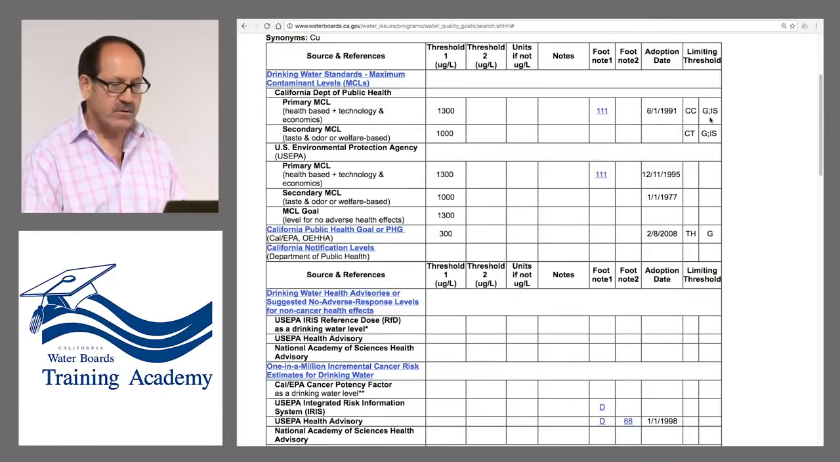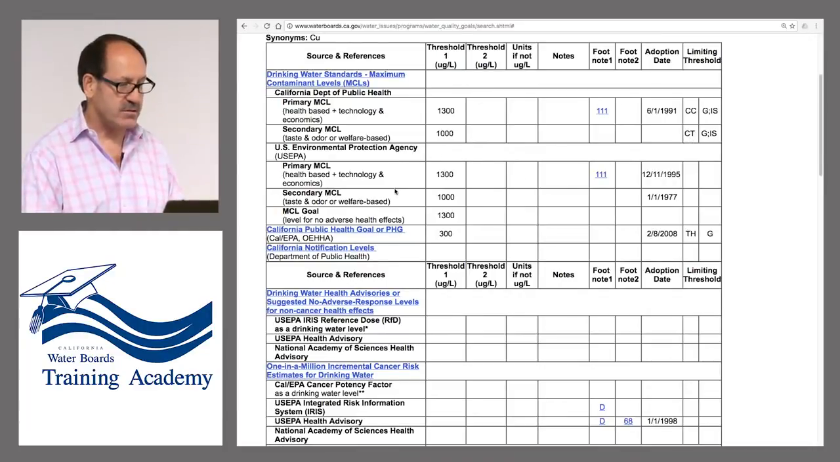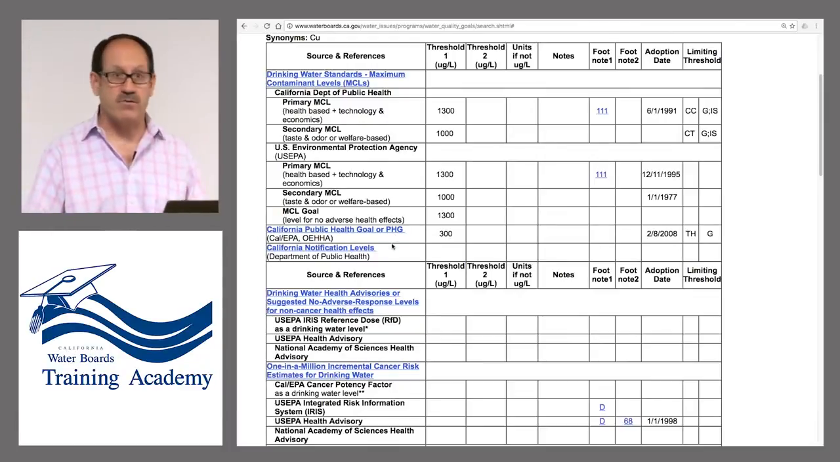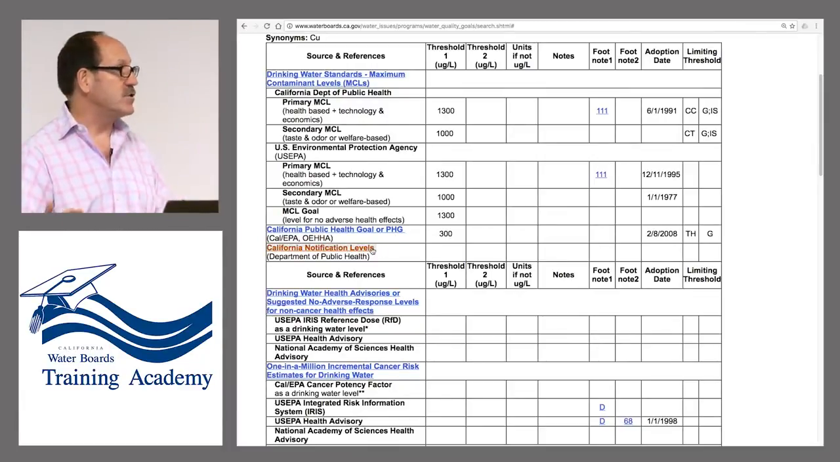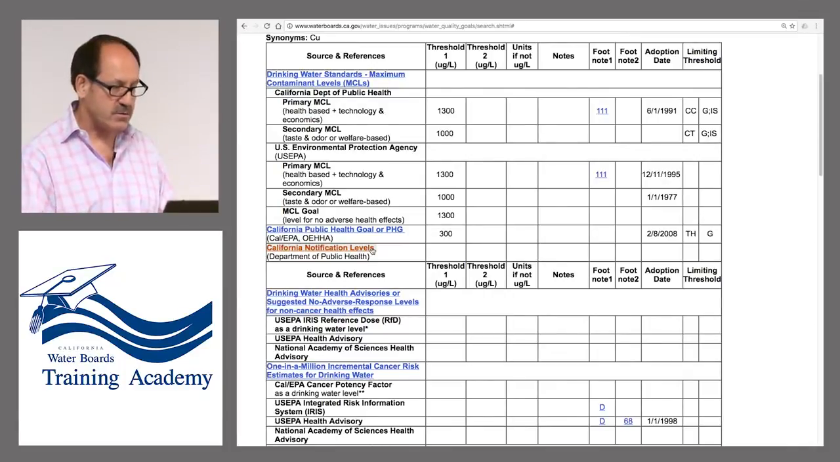So going down the table, as I mentioned, we have the MCLs first, both state and federal. Public health goals are next. Notification levels, remember those are the numbers that are published by the Drinking Water Program for chemicals that don't yet have an MCL, but for which they're concerned might be elevated in some drinking water systems.